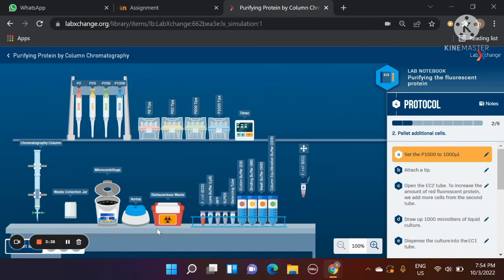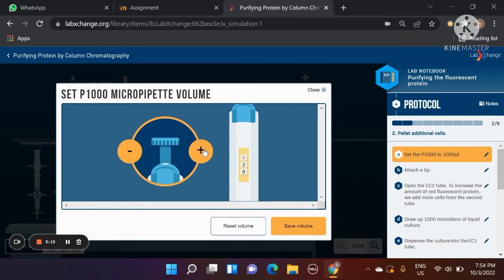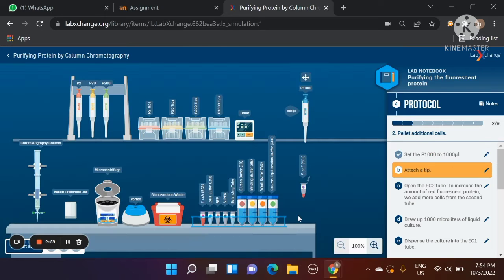For the second process, we have to pellet the additional cells. For that, we have to take the P1000 micropipette and set the P1000 to 1000 microliters. We have to adjust until 1000. Okay, we already got that volume, so save the volume.